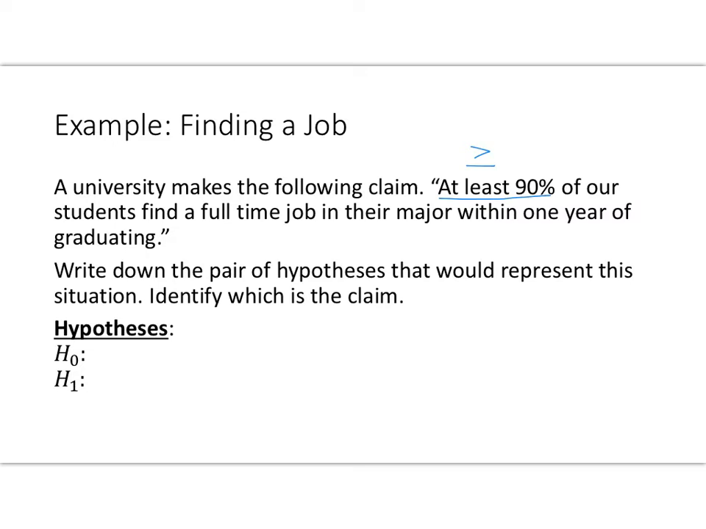So because this is greater than or equal to, it has to be our null hypothesis. So we're going to write it as P greater than or equal to 0.9 and tell it that this is our claim. So the alternative hypothesis will be P is less than 0.9.